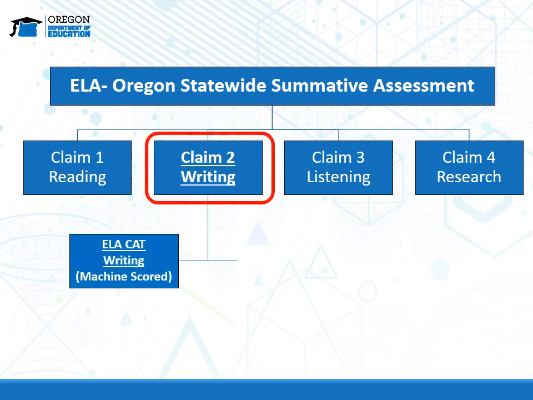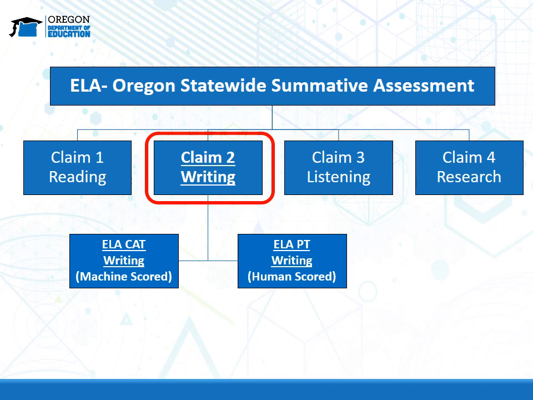Claim 2 writing is comprised of items from the ELA Computer Adaptive Test, or CAT, which are machine-scored items, and the Writing Extended Response, or full write, from the ELA performance task, which is a human-scored item. This session will focus on the ELA performance task.